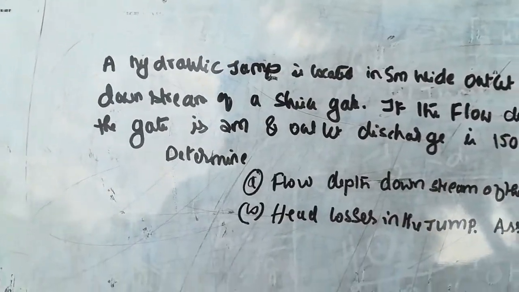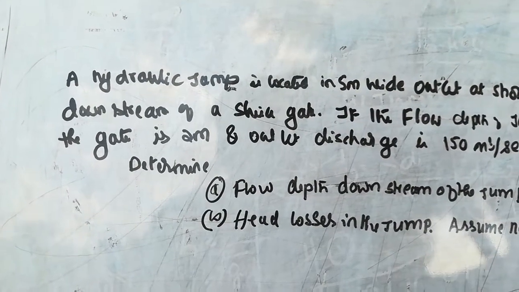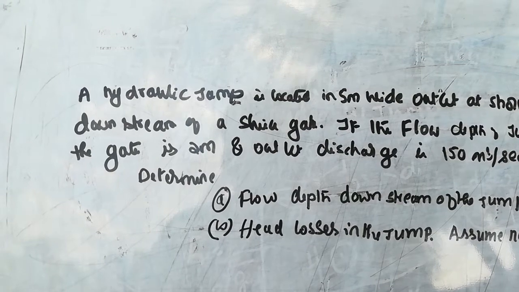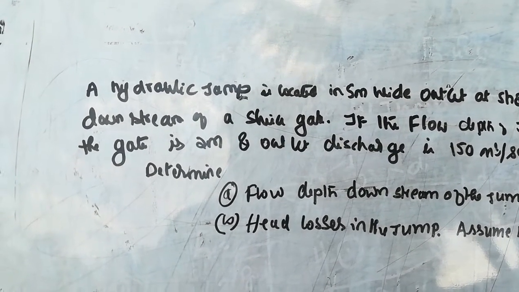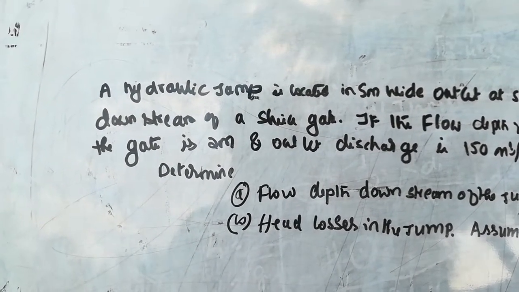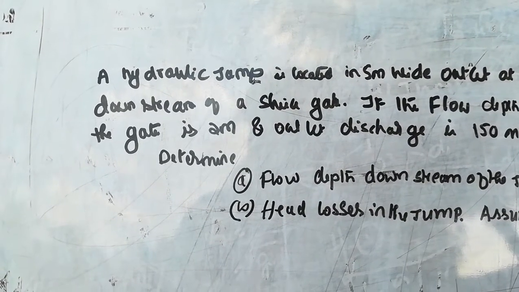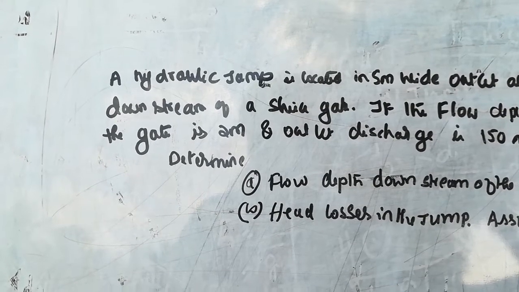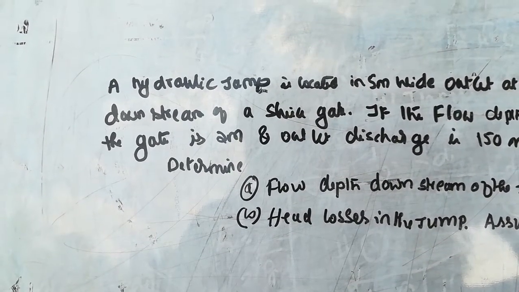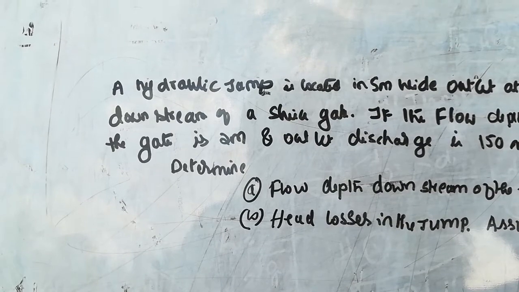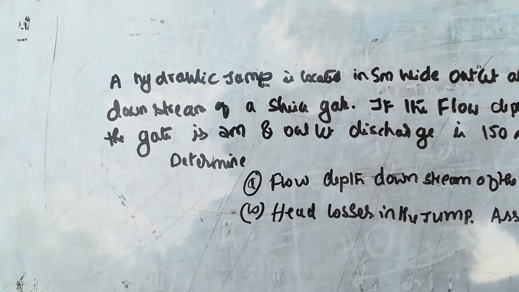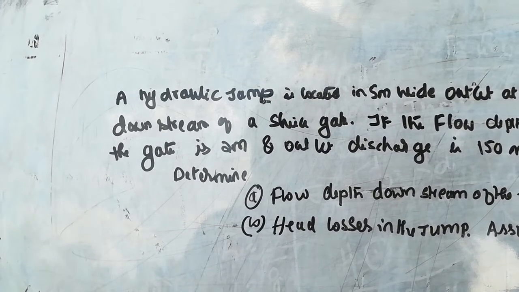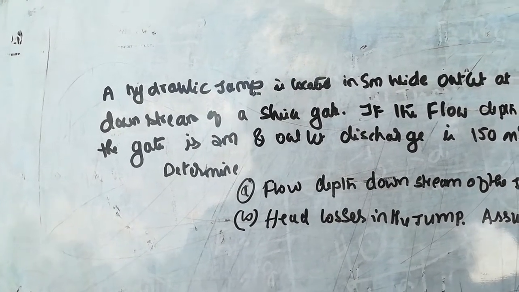Here is a problem: a hydraulic jump is located in a 5 meter wide outlet at a short distance downstream of the sluice gate. We are using the sluice gate to stop the water, and the flow depth just downstream of the gate is 2 meter and the outlet discharge is 150 meter cube per second. Outlet discharge Q is equal to 150 meter cube per second. Determine the flow depth downstream of the jump.